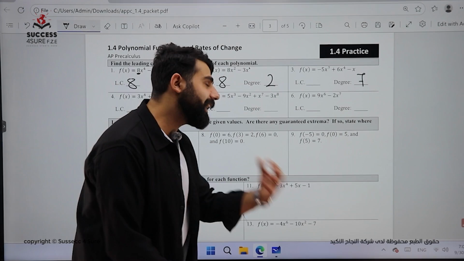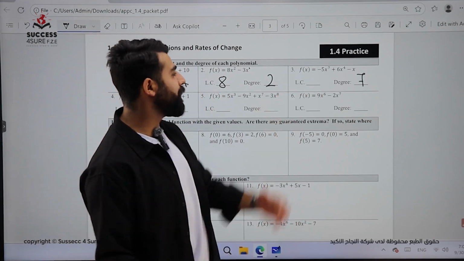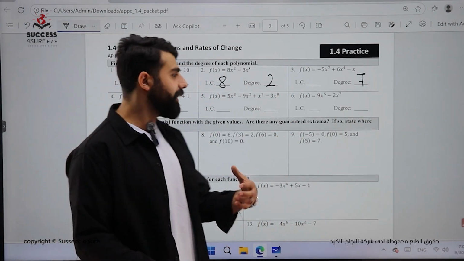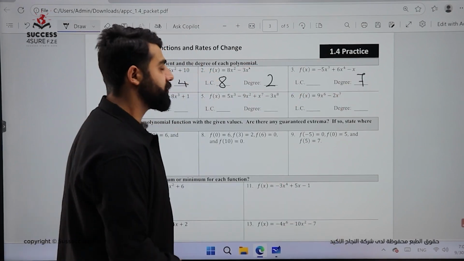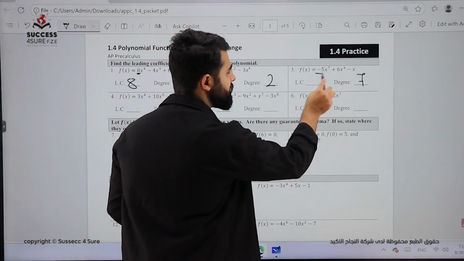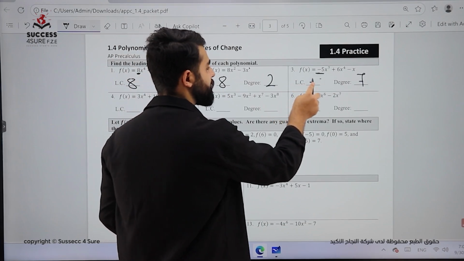By the way, there is no relation to why the x to the power of 7 comes first, okay? I'm just putting 7 first because 7 is the largest power inside the function itself. And the leading coefficient is the number behind that x.